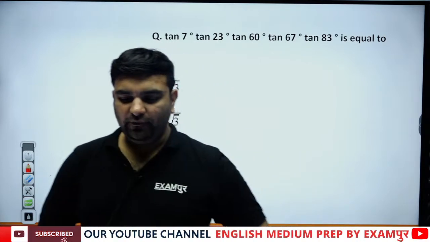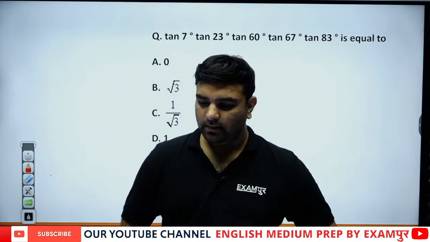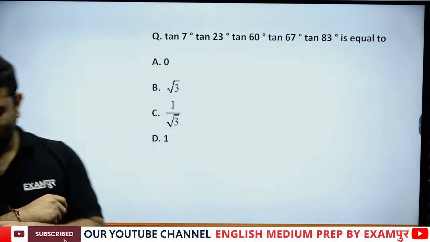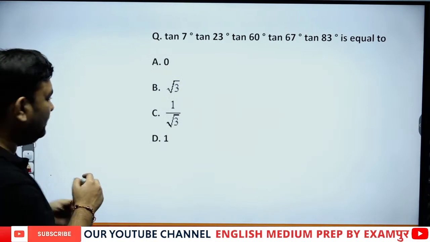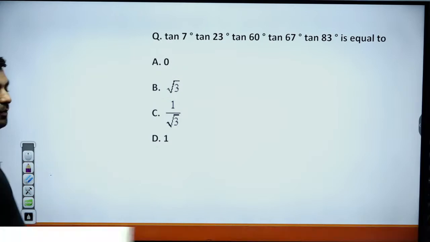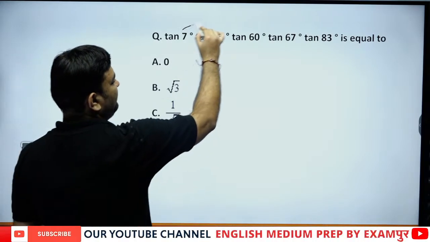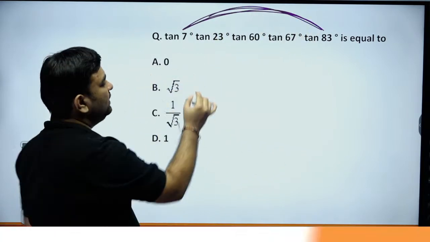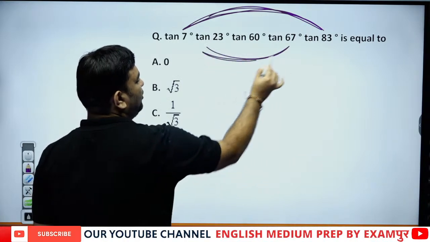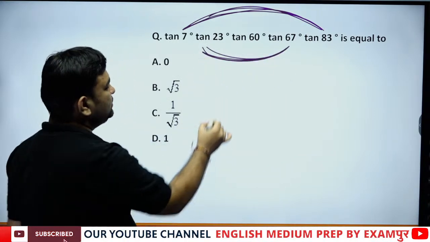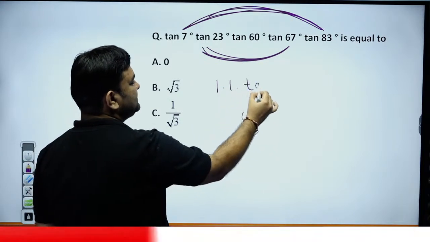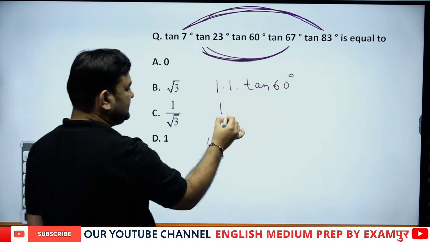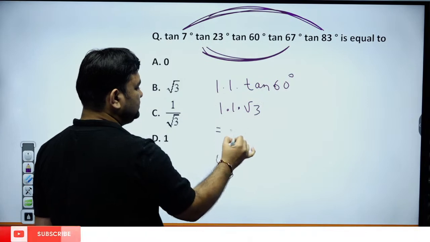tan A into tan B is 1 if the angles are complementary. 7 and 83 are complementary, so their product is 1. 23 and 67 are complementary, so their product is 1. So this product is 1, this product is 1, and only tan 60 is remaining. So what is tan 60, guys? tan 60 is root 3. The answer is root 3.